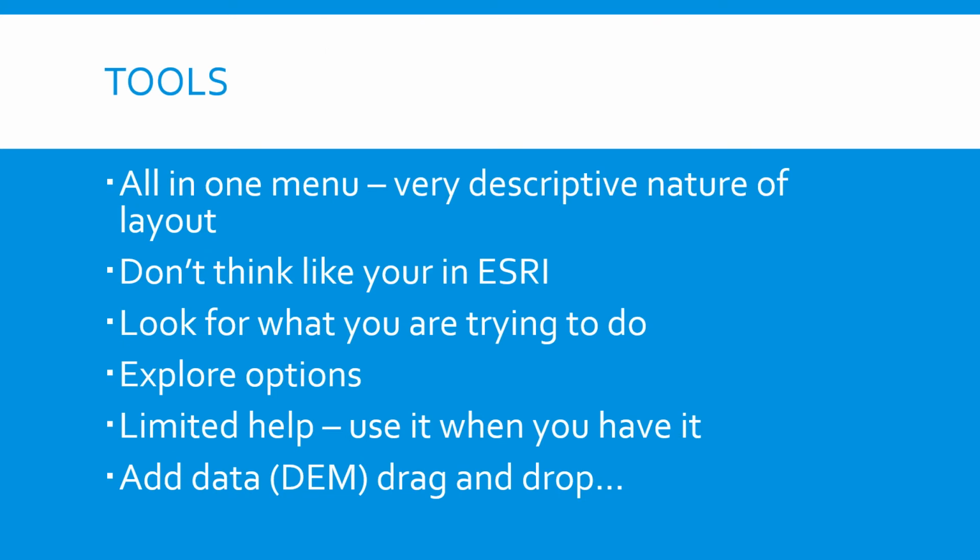So the tools, they're all in one menu. They're very descriptive in nature. If you think like you're looking for stuff in Esri, you're never going to find anything in Saga. Look for what you're trying to do. There's lots of options, and when you run the tools, they can be a little tricky to use. I'll show you tonight in class. I'll fire up a tool or so just so you get to see how it goes about working, because that can be a little bit of a problem.